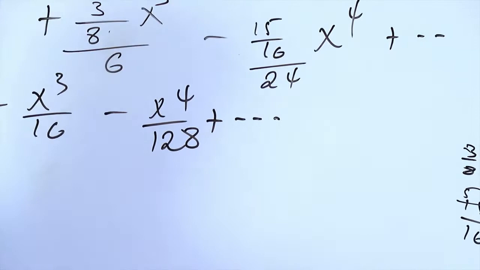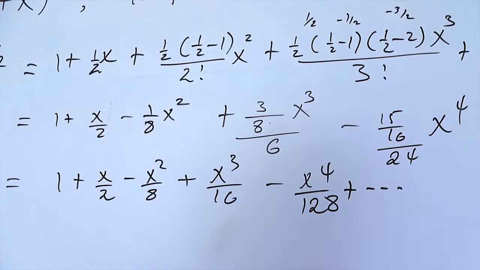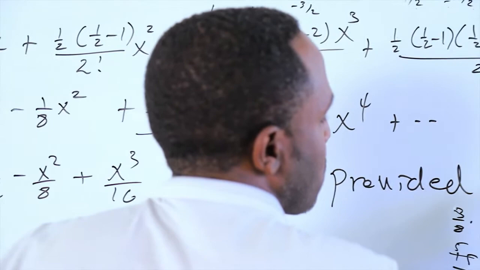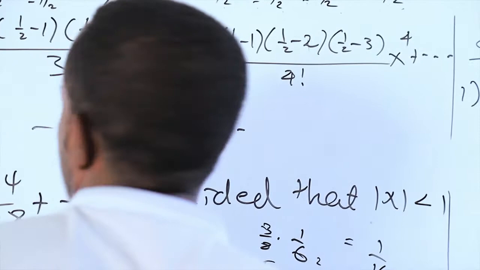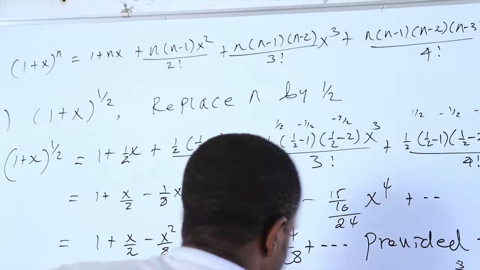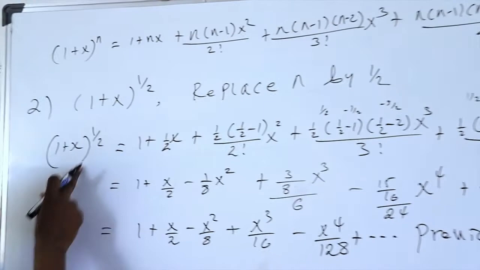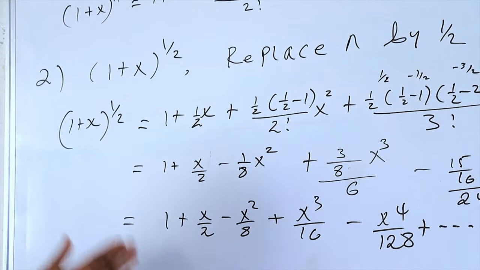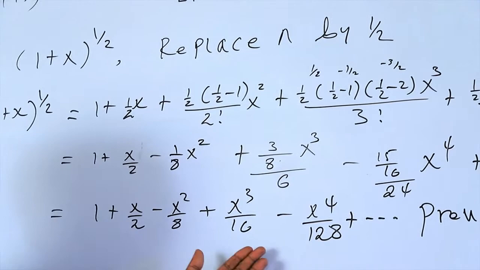So this is the value of the series, provided that the value of x, for the series to converge, since it is the common ratio, which is r, so x should be less than 1. So the series converges in such a way. So 1 plus x to the power of 1 over 2 is exactly equal to, expanded, 1 plus x over 2 minus x squared over 8 plus x cubed over 16 minus 5x raised to 4 over 128 plus, continuing in such a way.